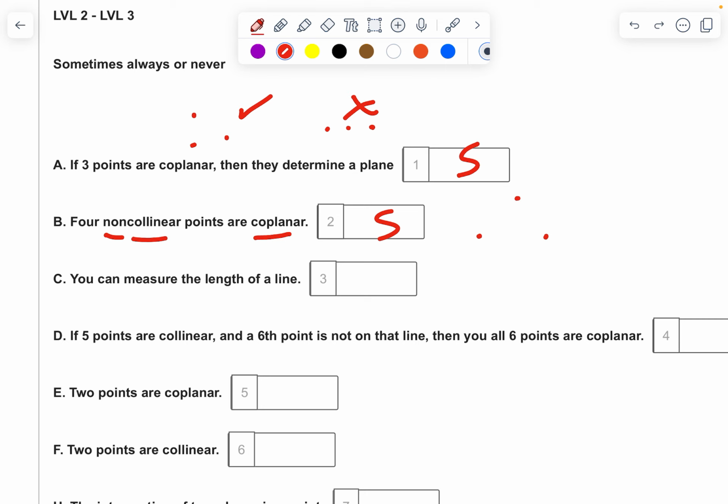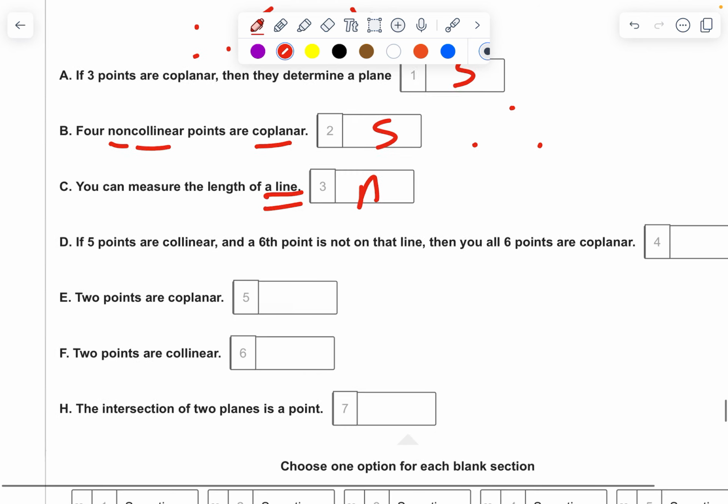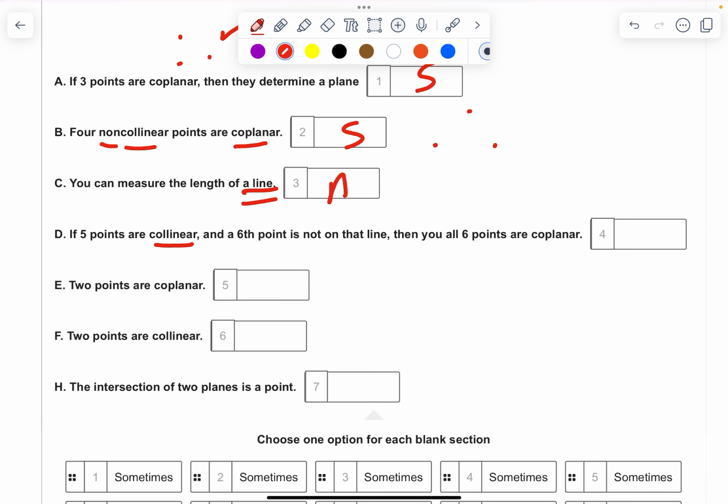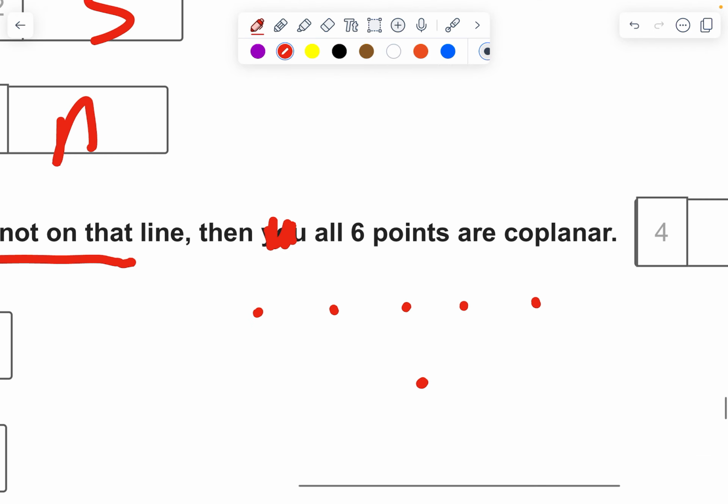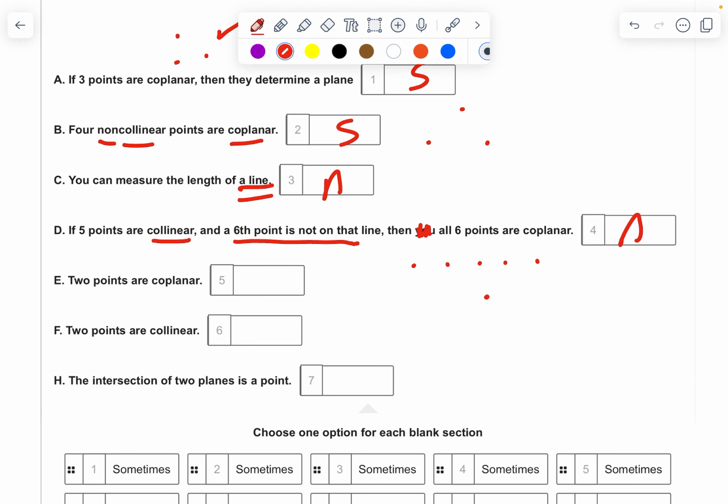You can measure the length of a line, never. You can measure the length of a line segment. That's really picky. I'm usually not that picky, but that one's pretty picky. Lines go forever. You can't measure the length of forever. If 5 points are collinear and the 6th point is not on that line, 1, 2, 3, 4, 5, then all 6 points are coplanar, always. A line and a point off a line is always coplanar.